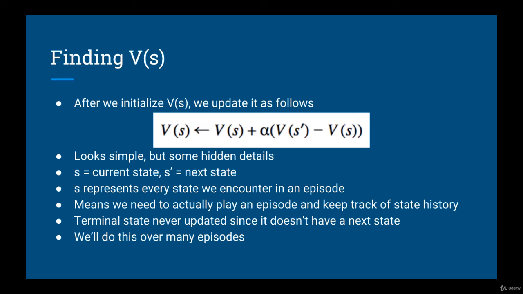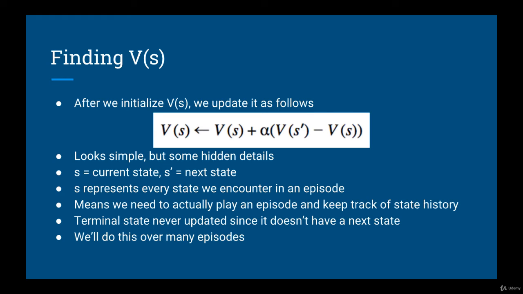The update equation looks simple, but there are some hidden details. So it kind of looks like gradient descent. We take the value function at a state, V of S, and we update it by doing plus the learning rate times V of S prime minus V of S. So V of S prime is the next state, V of S is the current state.